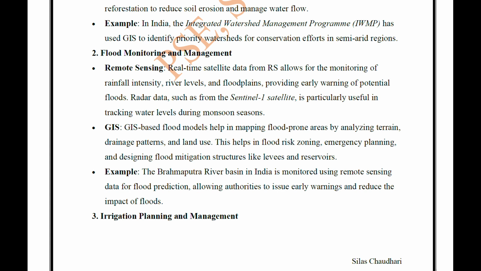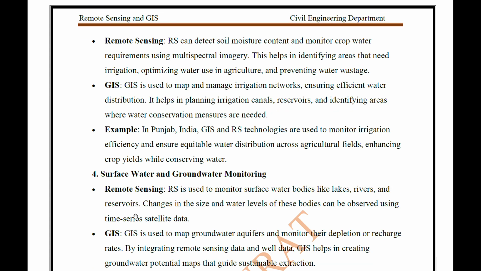Third is irrigation planning and management. Remote sensing can detect soil moisture content and monitor crop water requirements using multispectral imagery. This helps in identifying areas that need irrigation, optimizing water use in agriculture, and preventing water wastage. GIS is used to map and manage irrigation networks, ensuring efficient water distribution. It helps in planning irrigation canals, reservoirs, and identifying areas where water conservation measures are needed.